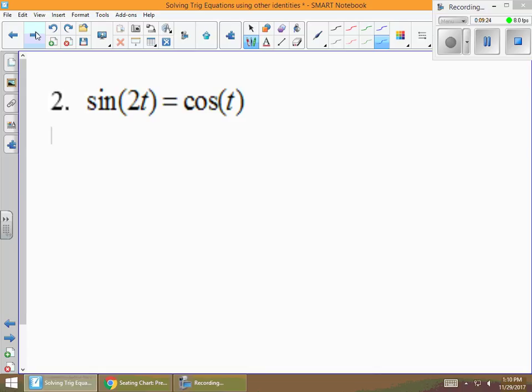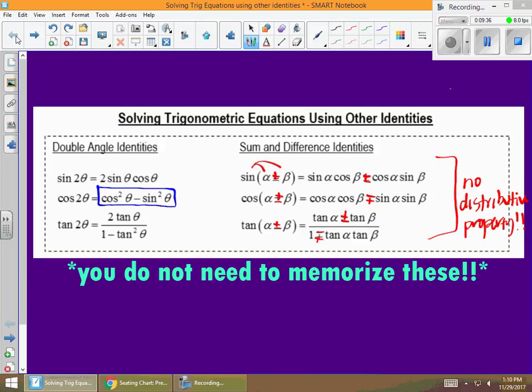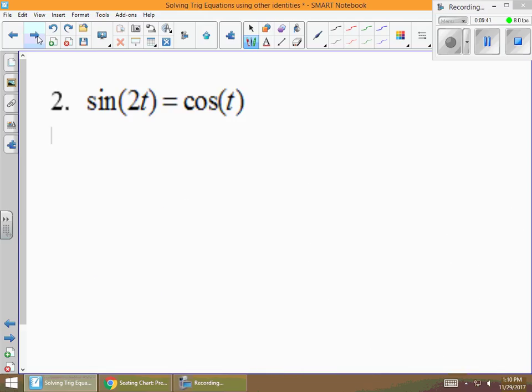All right, this one's much quicker than the last problem. Much quicker. So what's sine of 2t the same as? Yep, and we'll use t's since our problem is in t's. So sine of 2t is the same as 2 sine of t cosine of t.